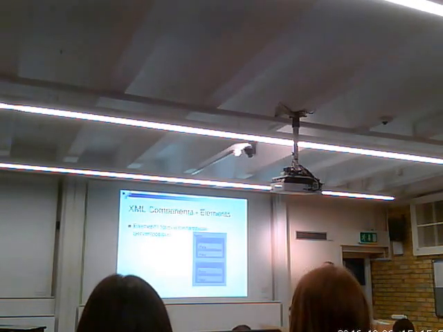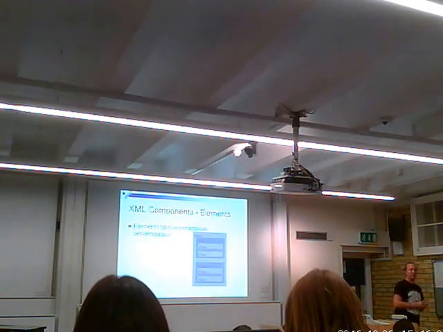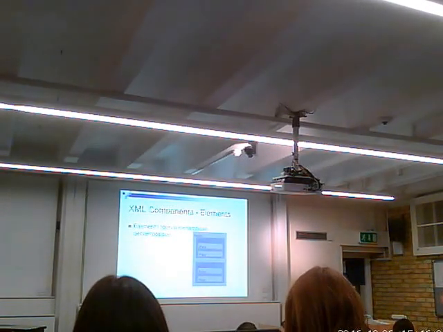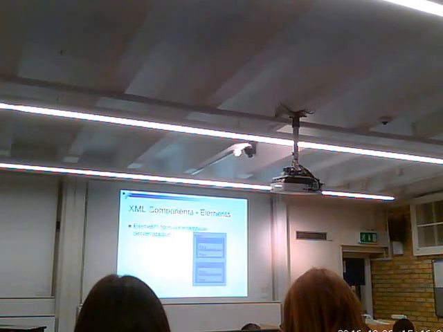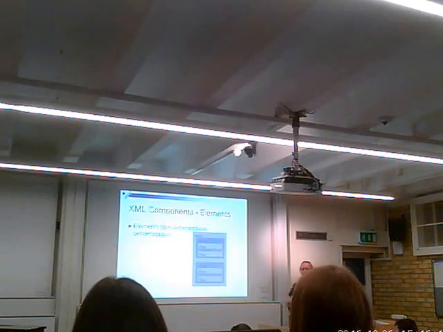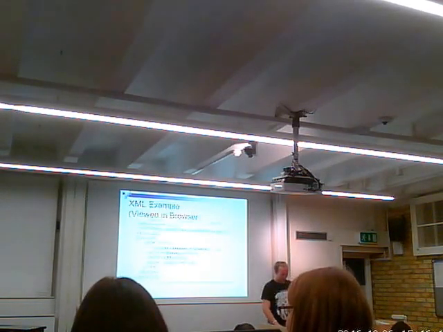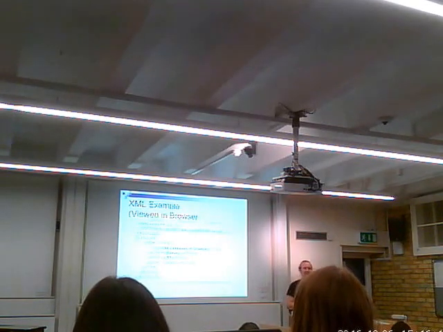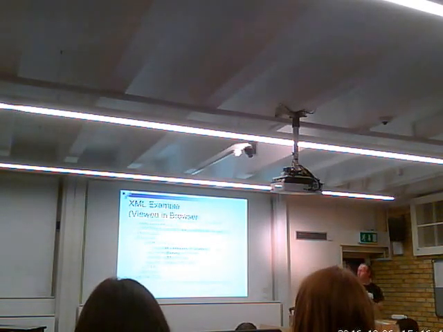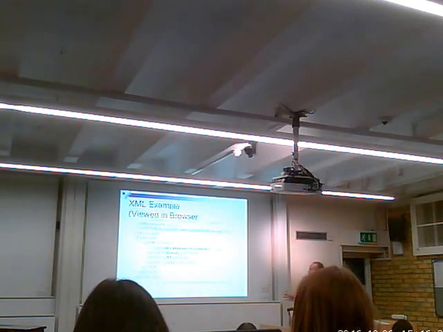So, the elements are those tags. When we talk about XML elements, we mean the piece of data between a pair of tags. And these form a hierarchy. So, do we have an example there? Yeah. Some of these groups of tags are within other tags, so it forms a hierarchy because of that.